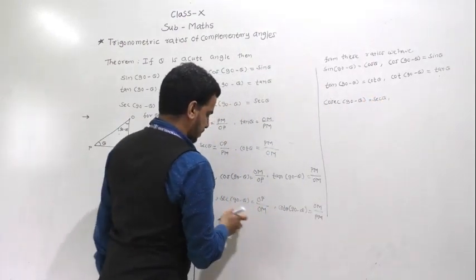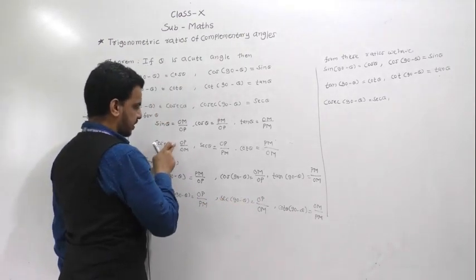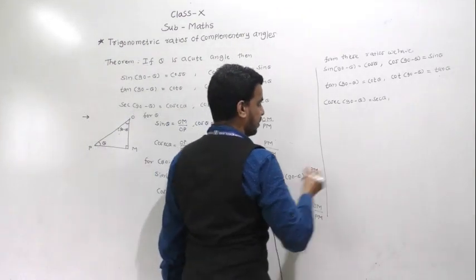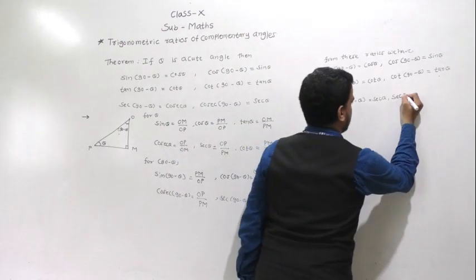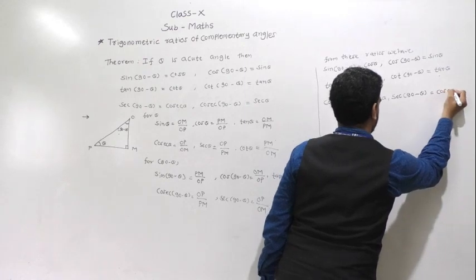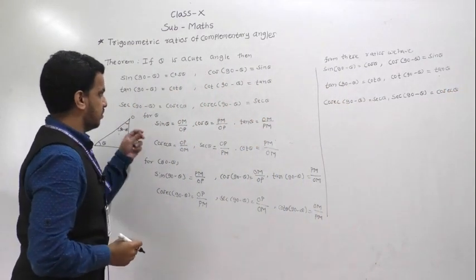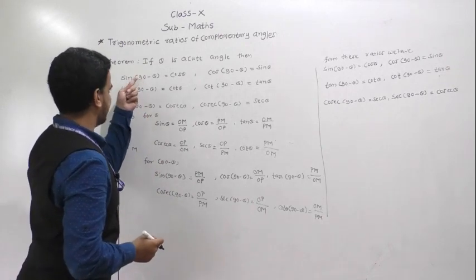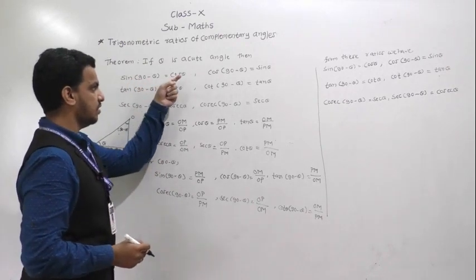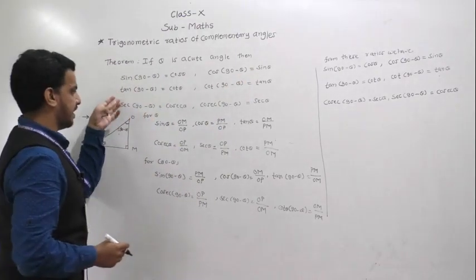And last one, sec 90 minus theta is OP by OM, and cosec theta is equal to OP by OM. So these two are equal. So sec 90 minus theta is equal to cosec theta. So here we have these relations: sin 90 minus theta is cos theta, cos 90 minus theta is sin theta. Similarly tan and sec.